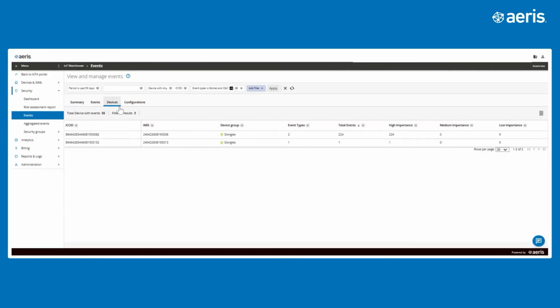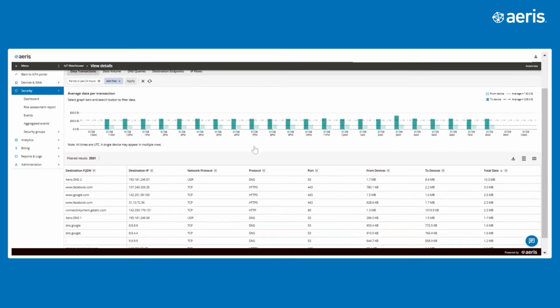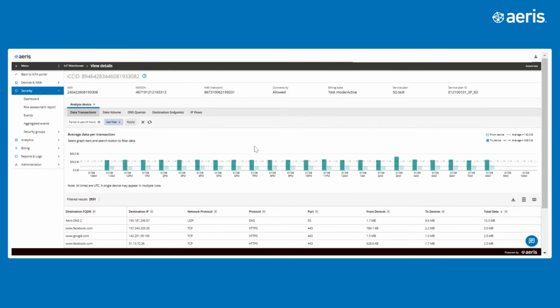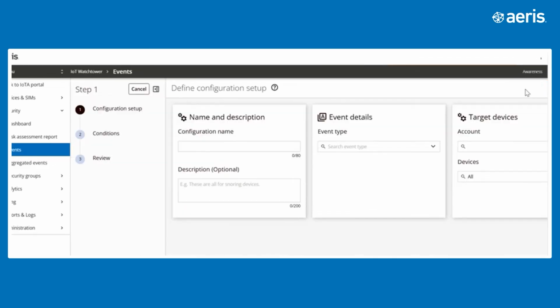The Devices subtab offers additional context about affected devices, including device type and connectivity patterns. For deeper forensics, the Analyze Device view summarizes a device's behavior, highlighting event trends, traffic patterns, IP flows, and anomalies. This helps determine whether the issue stems from a security compromise or an operational challenge. The last subtab, Configurations, allows you to build and customize rules, reduce false positives, and improve detection accuracy.